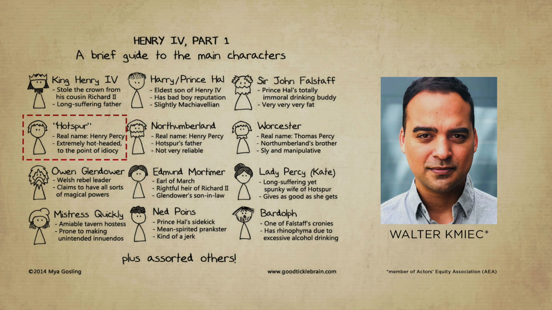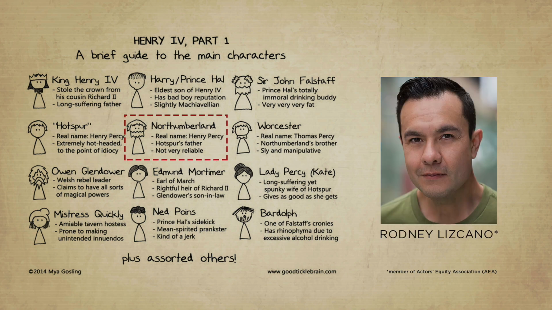And Hotspur, his real name is Harry Percy. He's the son to Northumberland. He helped King Henry overthrow Richard II, and now he's going to turn traitor and depose Henry to try to make Mortimer king. And he's very hot-headed, hence the name Hotspur. Northumberland is Hotspur's father. He helped overthrow Richard II, and he's not very reliable. He's going to abandon his son when it actually gets to the battle.